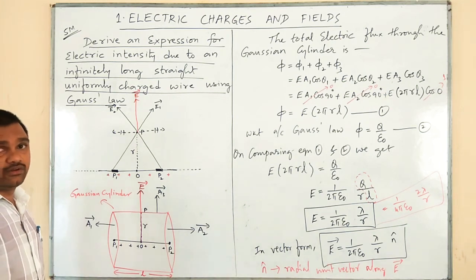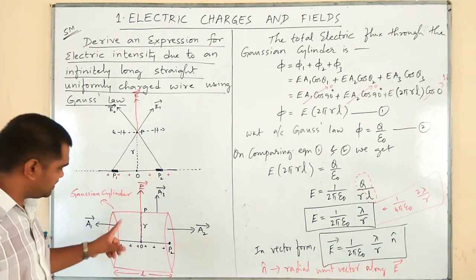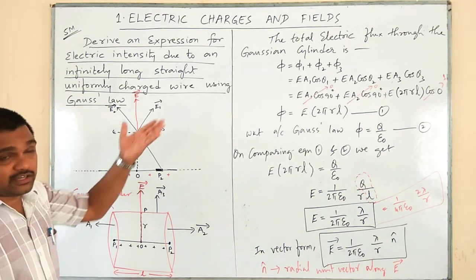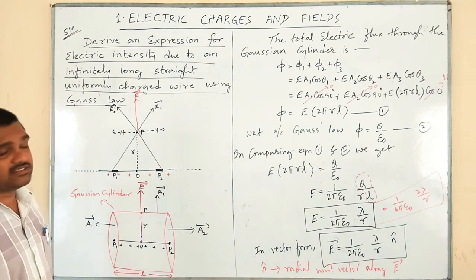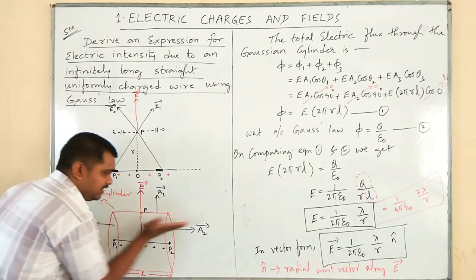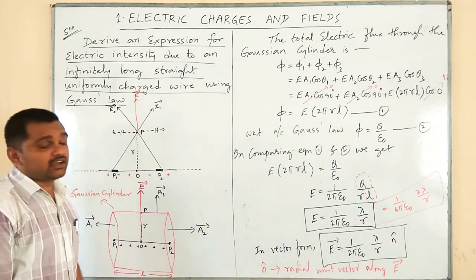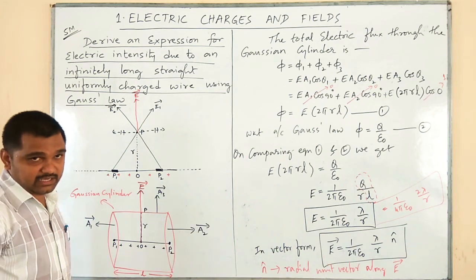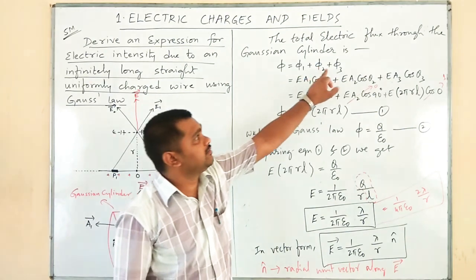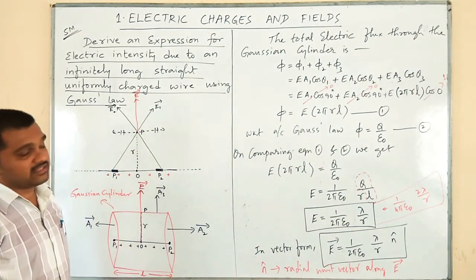Next we have to follow the second rule. What is that second rule? We have to calculate the total flux through the entire Gaussian surface, isn't it? Therefore, the total electric flux through the Gaussian cylinder, we can expect the electric flux in this direction and in that direction also. Therefore, I have written phi is equal to phi 1 plus phi 2 plus phi 3. The definition of phi 1 says it is E A1 cos theta 1. Similarly for this and that, E A2 cos theta 2, E A3 cos theta 3.